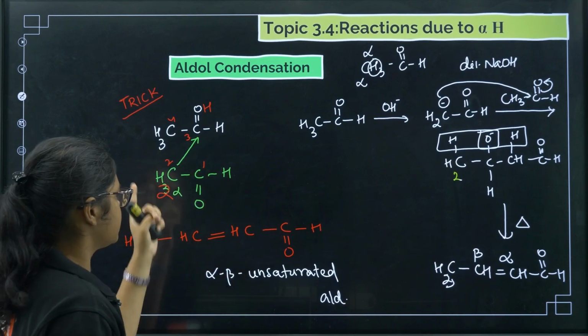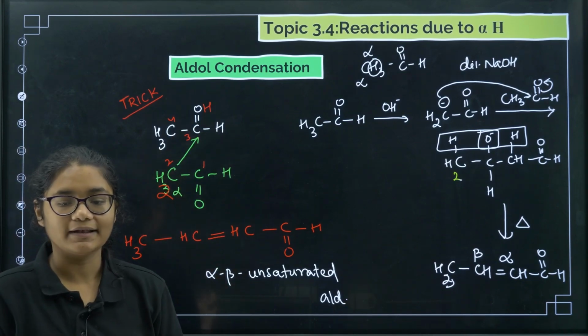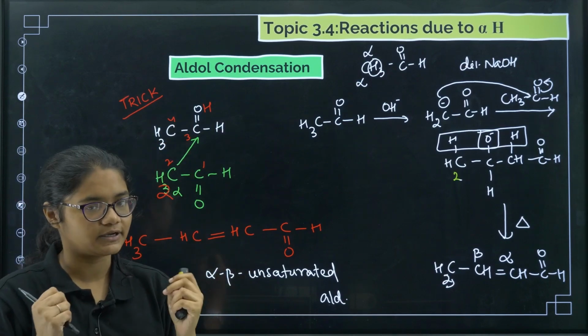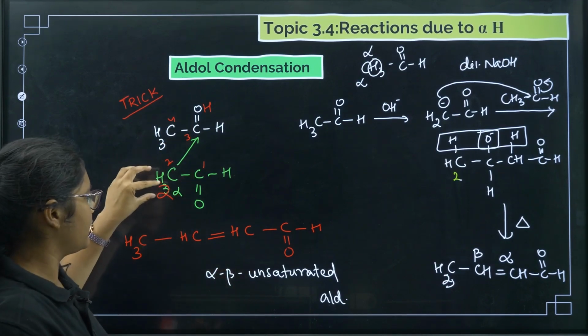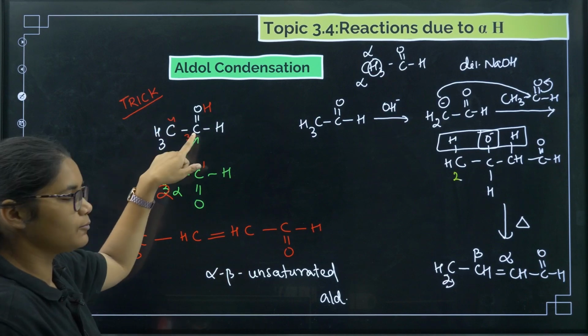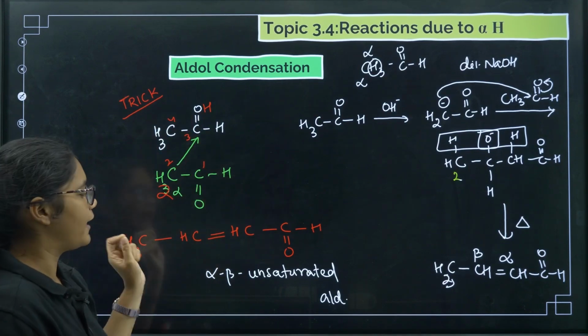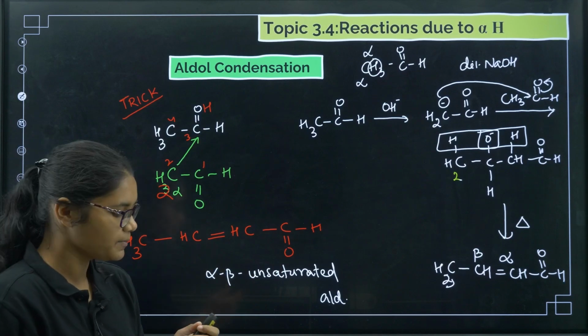So this is the trick that you can remember to get the products quickly. What you have to do is write the two aldehydes vertically, then connect the alpha carbon of one aldehyde to the carbonyl carbon, then join it, remove one hydrogen from here, add one hydrogen here, and then just write down the product. Okay, fine.